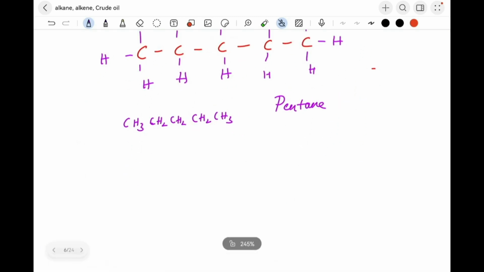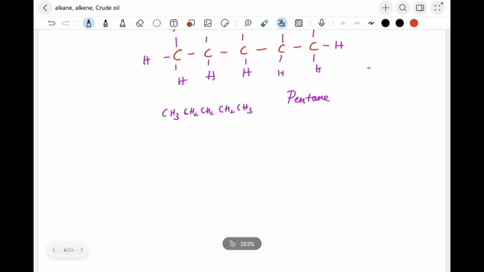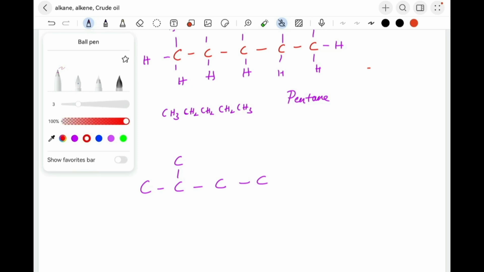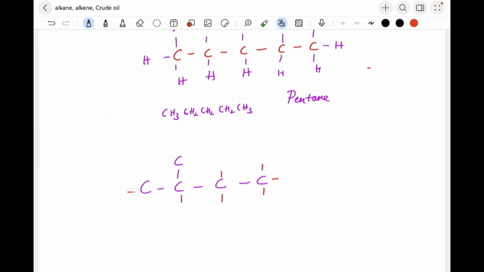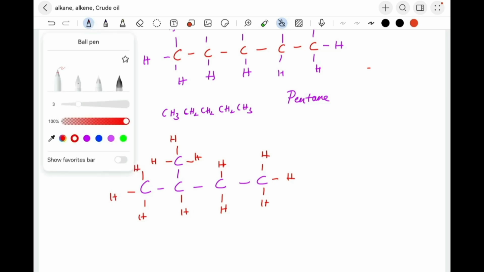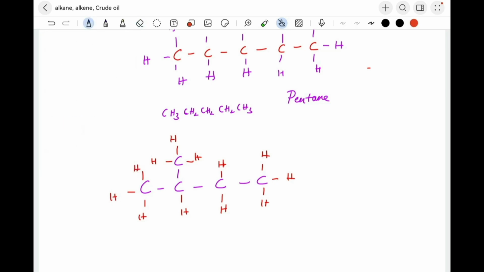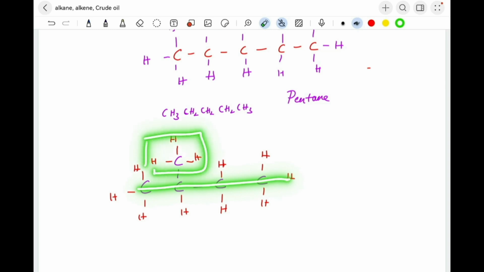And the next isomer, we'll try like an inverse T. 1, 2, 3, 4 carbons in a straight chain and 1 at the top in the branch. Fill the remaining part with hydrogen. While naming the compound, choose the longest possible chain. The branch should get the lowest possible number.